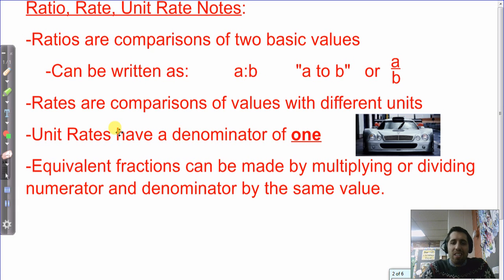Rates are comparisons of values with different units, so there's a little bit more. Ratios are just basic values. You don't have to have units, or maybe they have the same units, but they're just basic values. Rates are comparisons of values with different units. When I usually talk about fractions, we talk about pieces, the pieces you're focused on to the total pieces, or parts to the total parts. So rates is when you have different units.